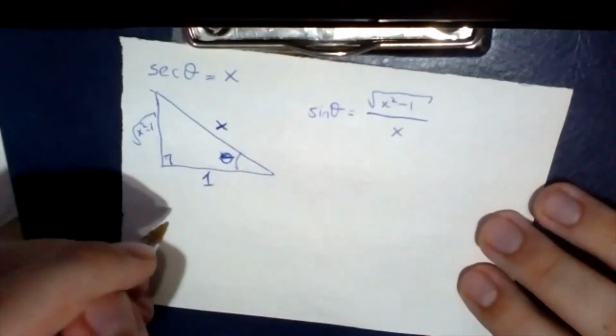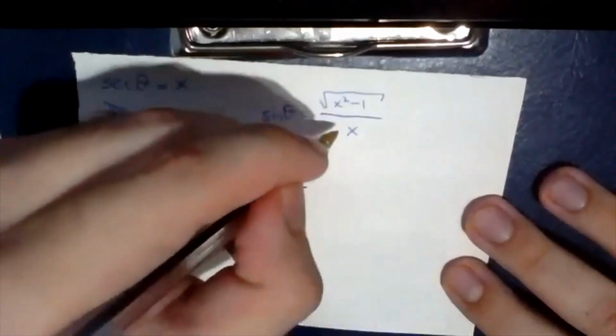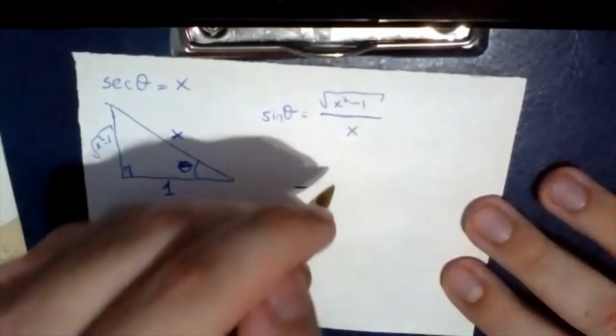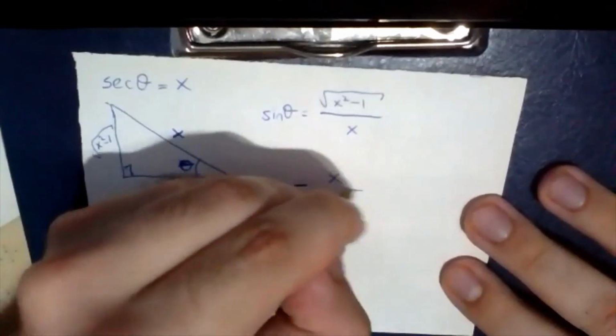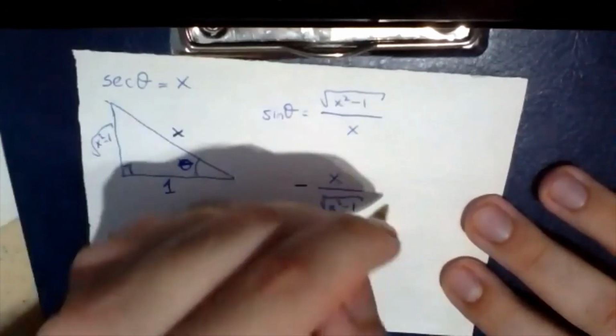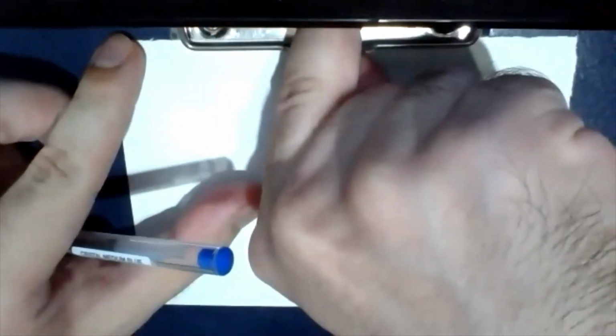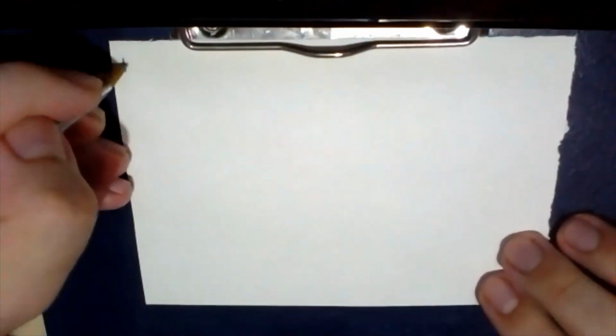So the answer is minus 1 over sine theta. So minus 1 over sine theta will be, we should replace numerator and denominator, minus x over square root of x squared minus 1 plus a constant c will be our answer. Okay, we can complete our first video class by question 15.